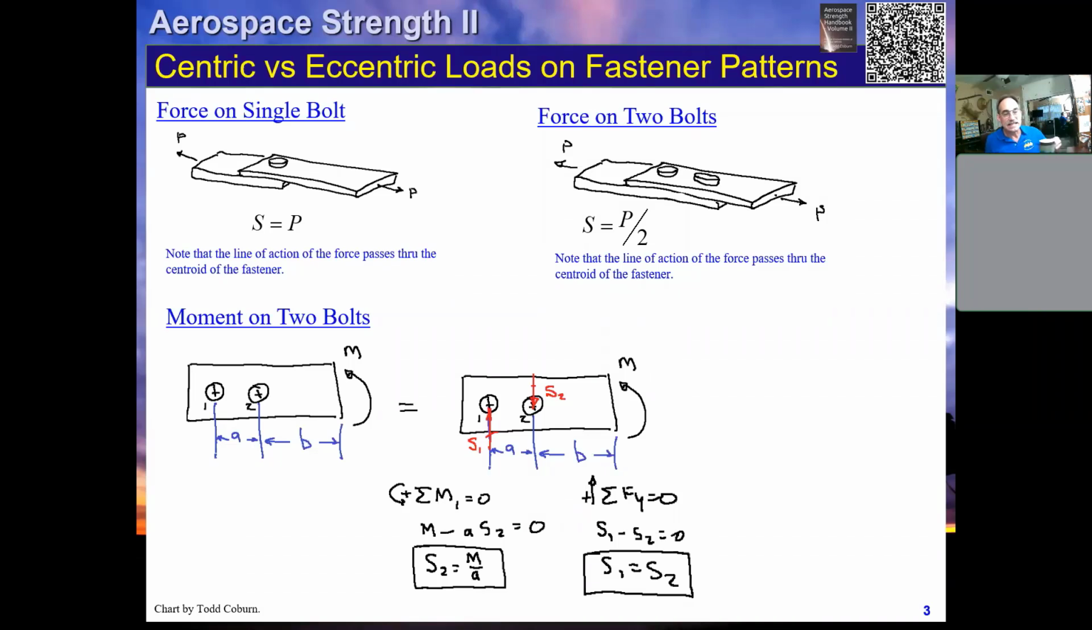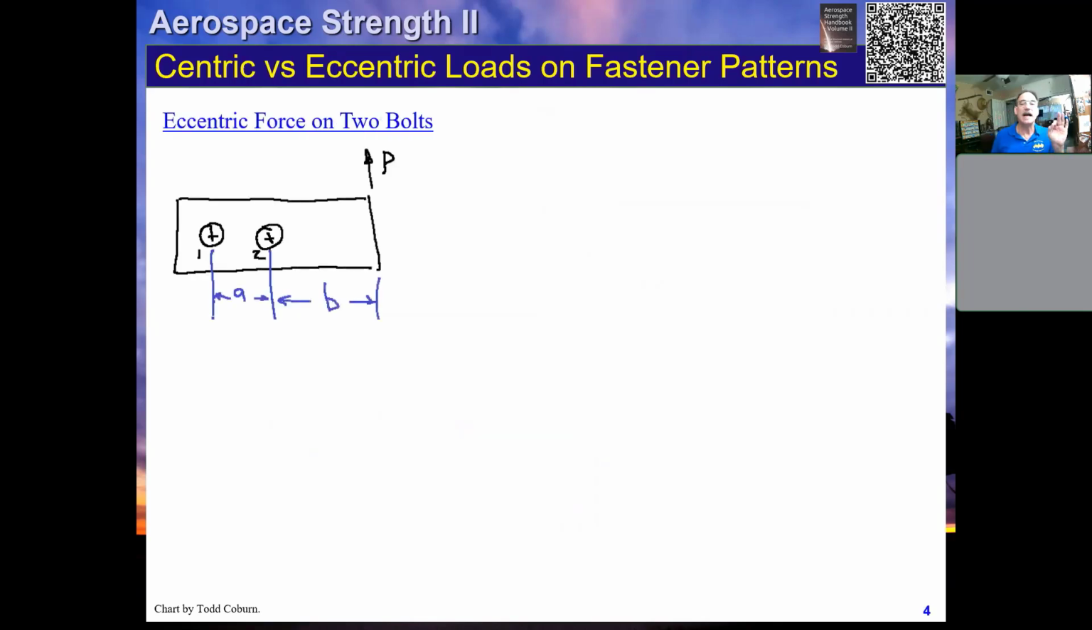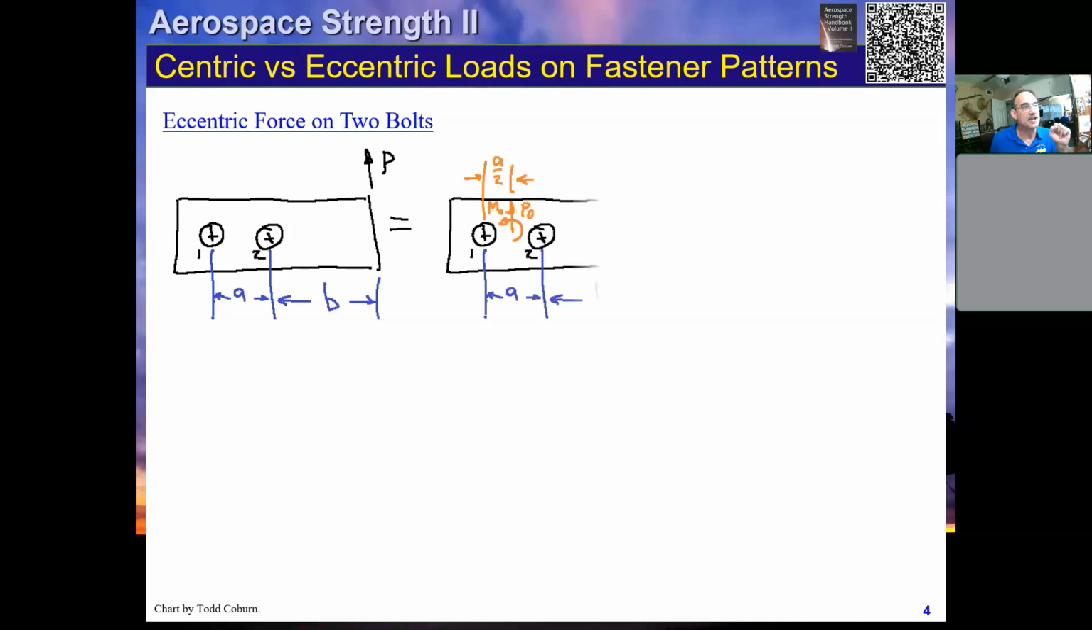Okay, with that said, let's go to a slightly more complicated case. Once again, these are reactions that we've shown here. Okay, let's look at another case. We've got the same joint, a plate mounted to something else with two bolts. We have an eccentric force. Now what happens? Well, we're going to have to be a little more careful. This force does not load the fasteners through the centroid of the pattern, which means it's going to create an eccentric load. So we're going to resketch this.